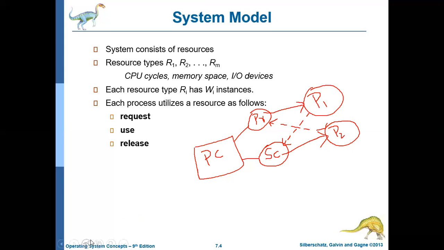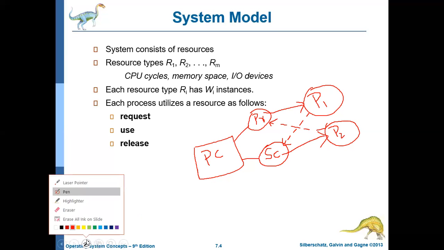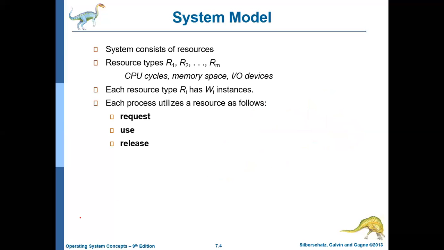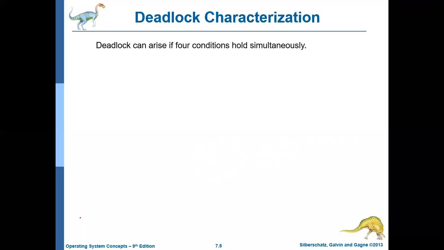Okay. So this is the whole idea of deadlock. With this understanding, let us now characterize deadlock. Deadlock will occur if four conditions hold simultaneously. Deadlock will occur if these four conditions are held simultaneously.